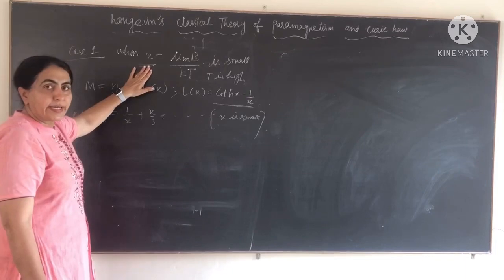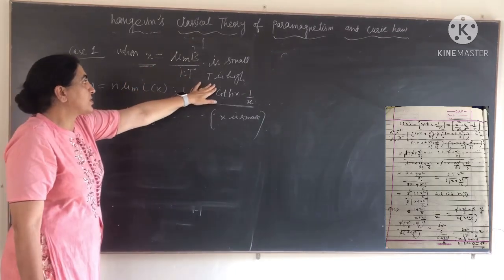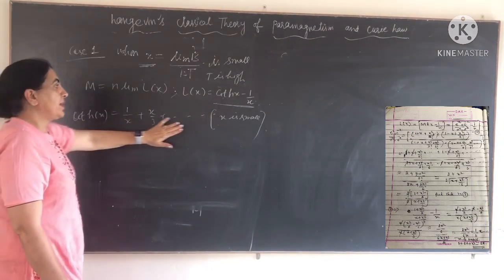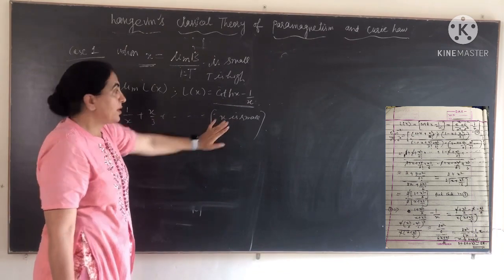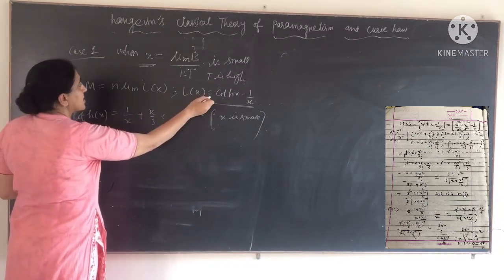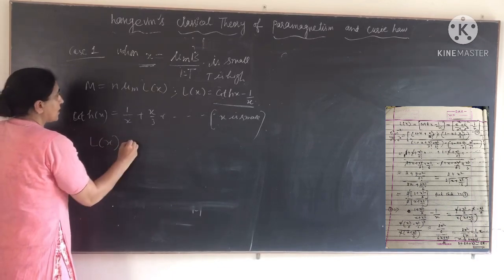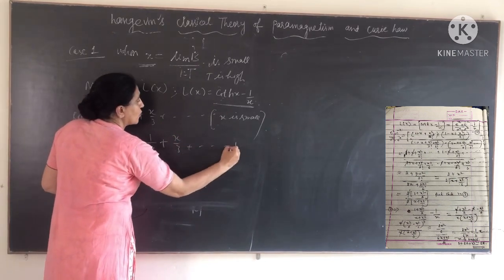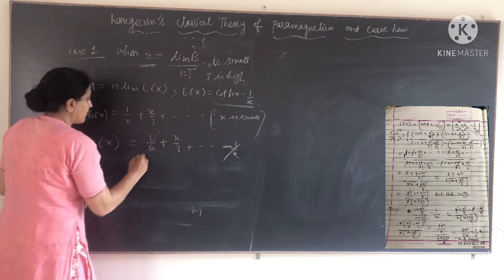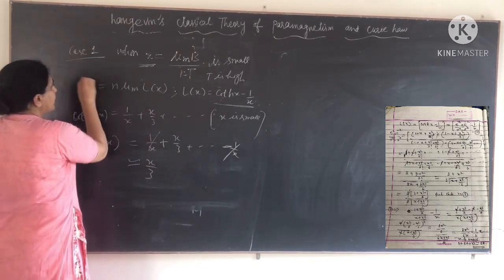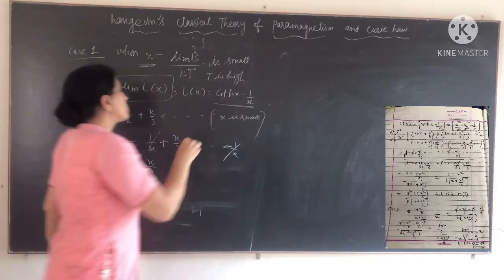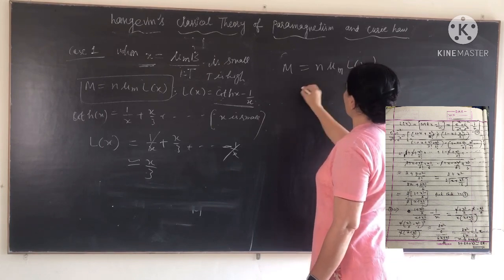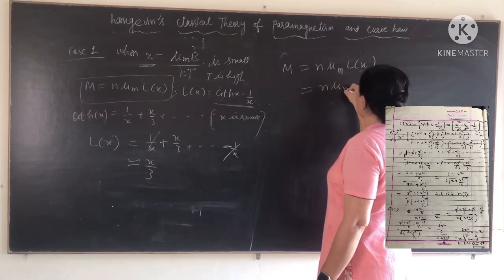Clear? So second case, when x is small, temperature is high, then coth x is equal to 1 over x plus x by 3 when x is very small. So you can directly put it. Okay? Then the Langevin function is equal to 1 over x plus x by 3 minus 1 over x. So minus 1 over x cancels with 1 over x. This is approximately equal to x by 3. And we have done M is equal to N mu m into Lx. So put the value of Lx, that is equal to N mu m into x by 3.